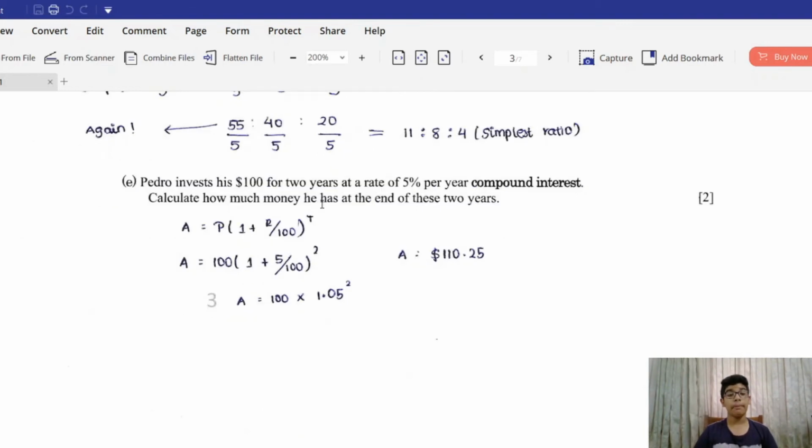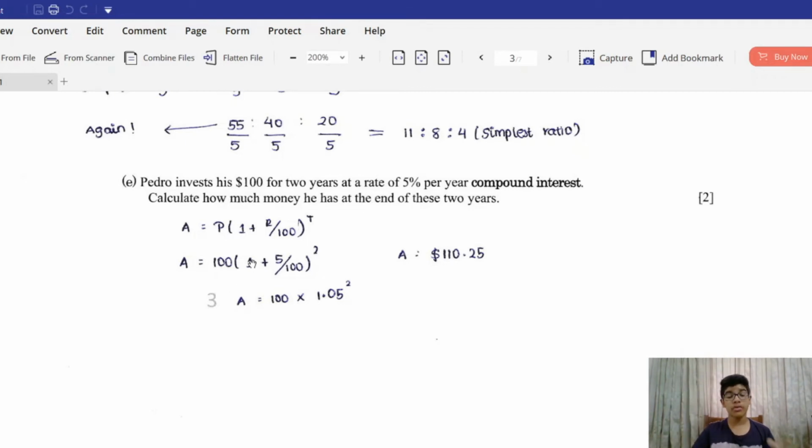Part E. Pedro invests $100 for 2 years at a rate of 5% per year compound interest. Calculate how much money he has at the end of these 2 years. We're just going to write down the compound interest formula: Principal open bracket 1 plus rate over 100 close bracket power time. Put all the values in it. So basically P stands for principal. So 100 open bracket 1 plus rate is 5, so 5 over 100 close bracket squared because time is 2.